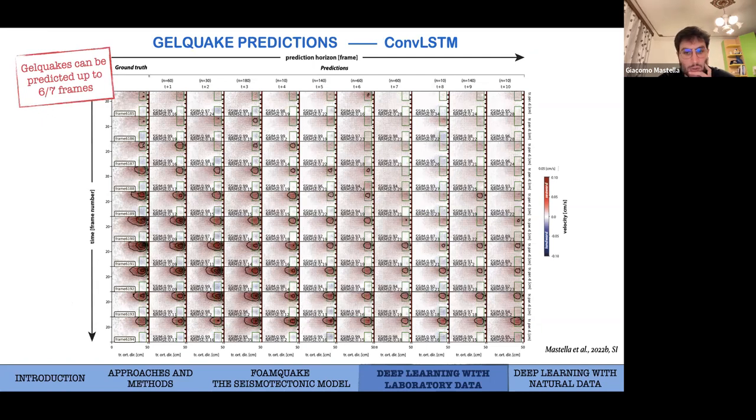I don't want to show the same plots for the Giacomo experiment, but I would like only to show you this plot, which is an equal representation to the one that I showed you before for the FOAMQUAKE experiment. And here we can see that the maximum predictability horizon that can be achieved with the Giacomo experiment is longer and is of the order of 6-7 frames.